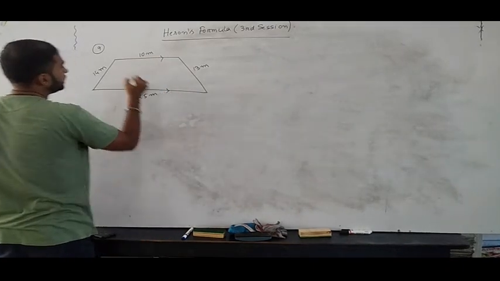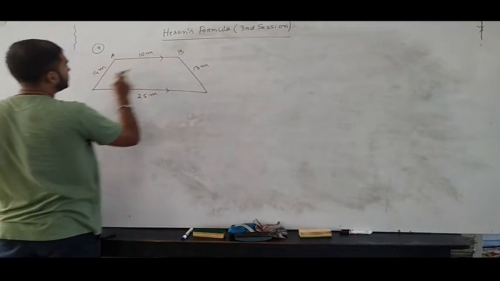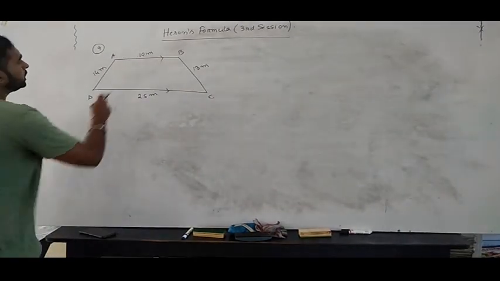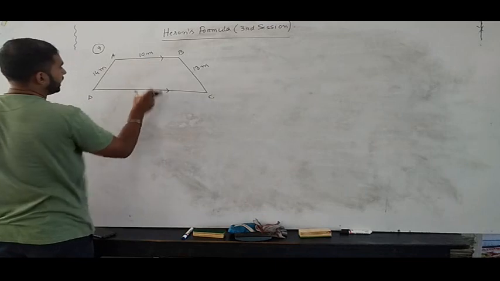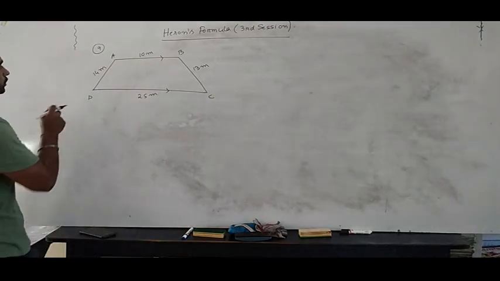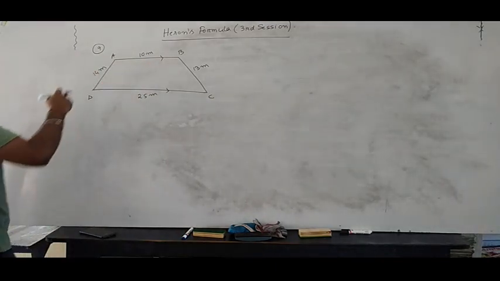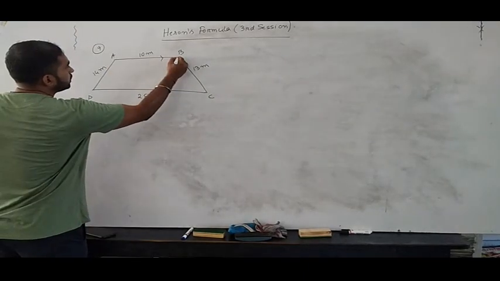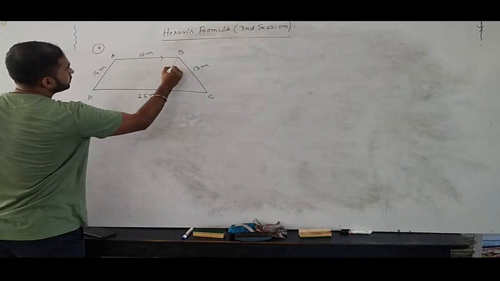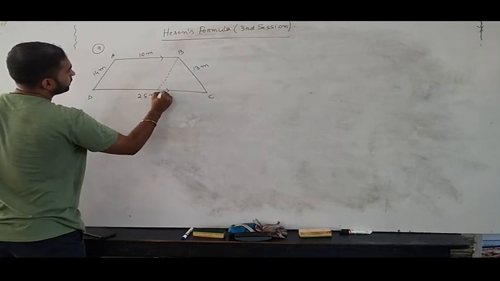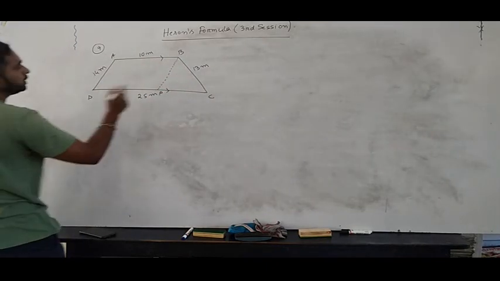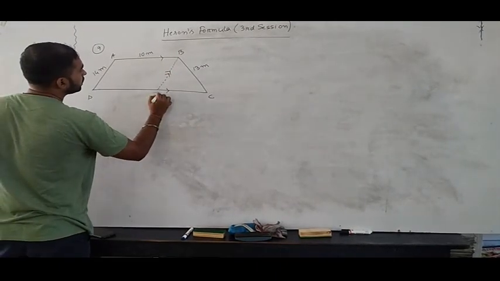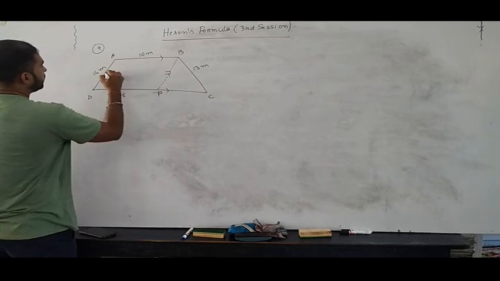So here this is a normal trapezium because the non-parallel sides are not equal. Here the bases are given 10 and 25, but the height is not given. So first of all we have to find the height of the trapezium. For that we draw a parallel line to AD, means BP is parallel to AD.